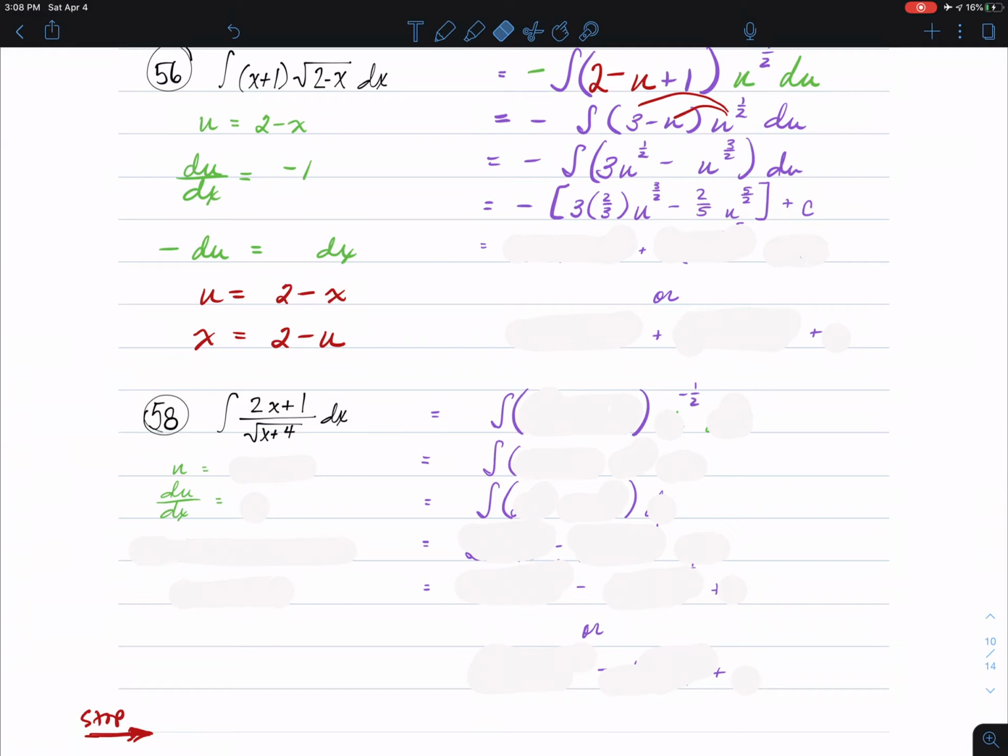Don't forget your constant. Continuing to clean up, and not only are we going to clean up, but we're also going to plug our x's back in, that 2 minus x. So the 3's will cancel out of that first term, and I'll have a negative 2 times my u, which is 2 minus x, to the 3/2. Just don't forget that you need to take this negative and distribute it to both terms. So that's why that second term is positive: 2/5 times my u, which is now 2 minus x, to the 5/2 power.